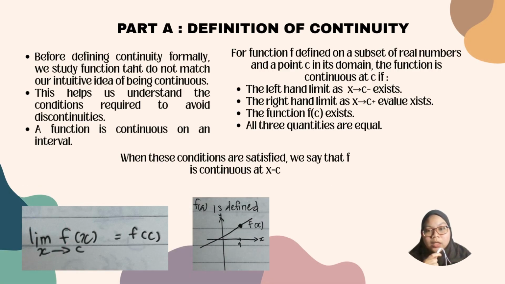Definition of continuity. Before defining continuity formally, we study functions that do not match our intuitive idea of being continuous. This helps us understand the condition required. So for the function f defined as a subset of real numbers, where c is in the domain, we consider the left hand limit as x approaches c from the negative side, and the right hand limit as x approaches c from the positive side.